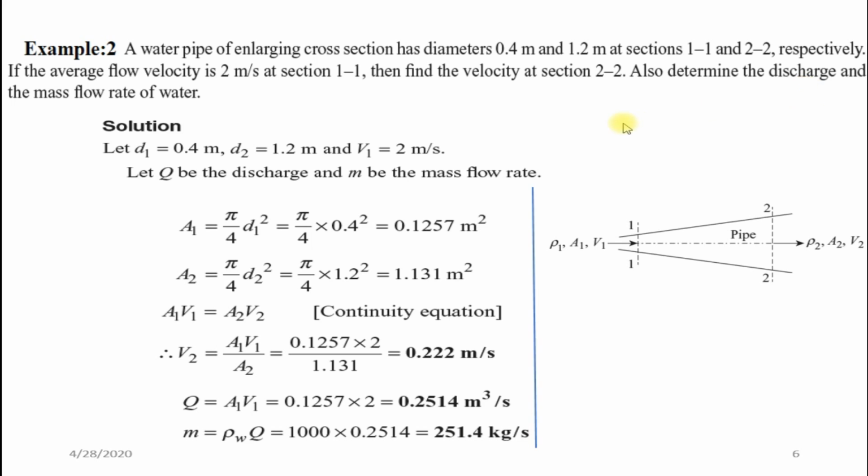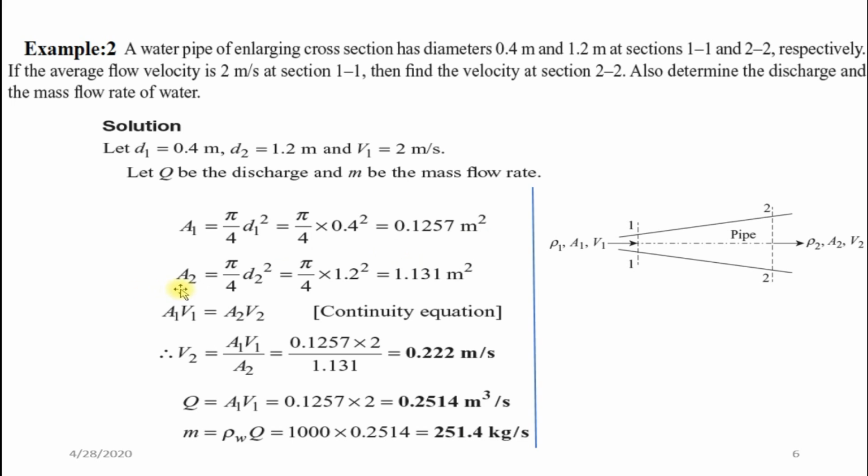Discharge is equal to area into velocity. Mass flow rate is equal to rho into Q. These three equations will help you to find the unknowns in the problem. So A1 is equal to, because mass flow rate is into the cross section, that is why you have to take cross sectional area. That is pi by 4 d square, 0.1257 meter square.